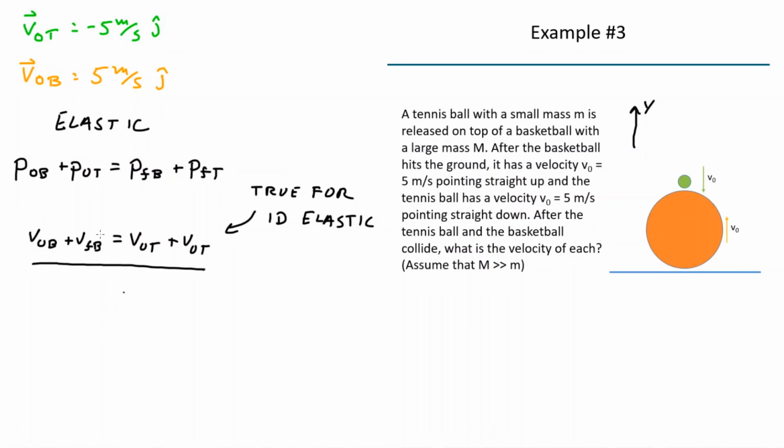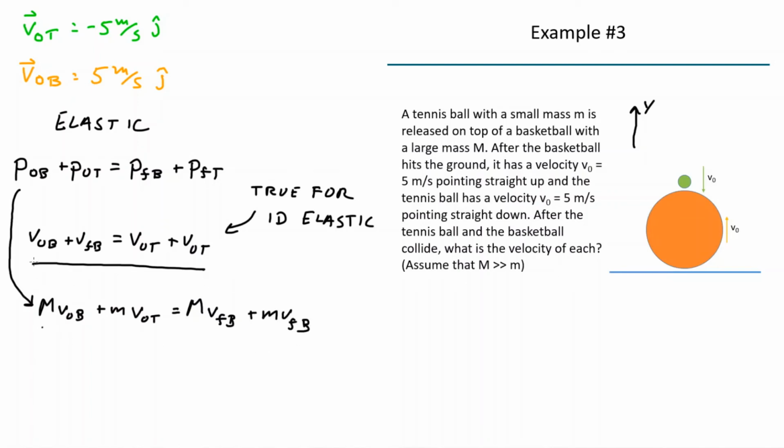Okay. So what I'm going to do is write out the conservation of momentum equation. We have big M times the initial velocity of the basketball, so this is the big mass of the basketball times its initial velocity, plus little m times the initial velocity of the tennis ball equals big M times the final velocity of the basketball plus little m times the final velocity of the tennis ball.